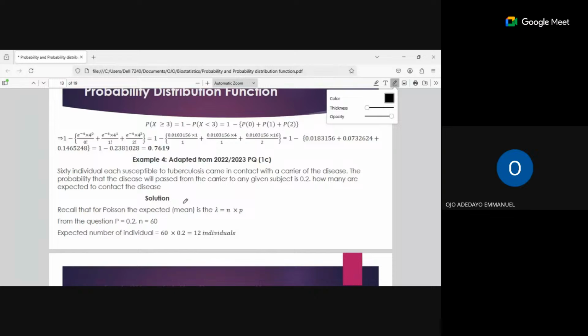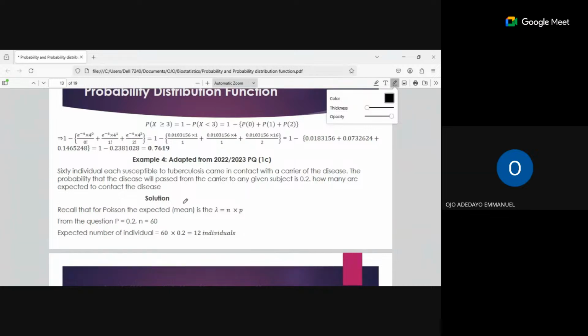So now remember that I told us that anytime you have a small probability and the sample size is large, the binomial is approximately Poisson. That is, lambda is equal to n multiplied by p. So now from the question, 60 susceptible, that is our n is equal to 60, and the probability that they will be affected by tuberculosis is 0.2. Now the probability is small, and the sample size is large.